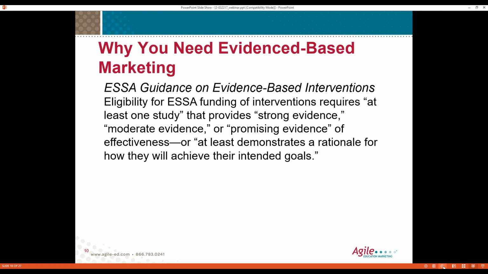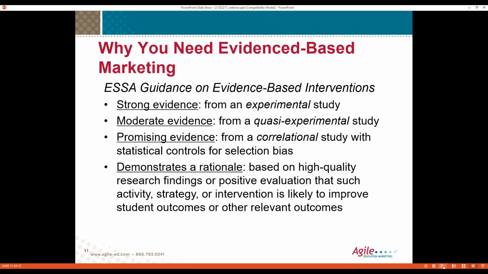We can go to the next slide. Strong evidence refers to experimental studies. These are studies that compare two groups, one that experiences your education product and one that doesn't. And in an experiment, a true experiment, sometimes called a random control trial, the student subjects are assigned to either one group or the other group at random. And that way, if the data show that the group using your product outperformed the other group, it's unlikely that it's due to some factor other than your product.